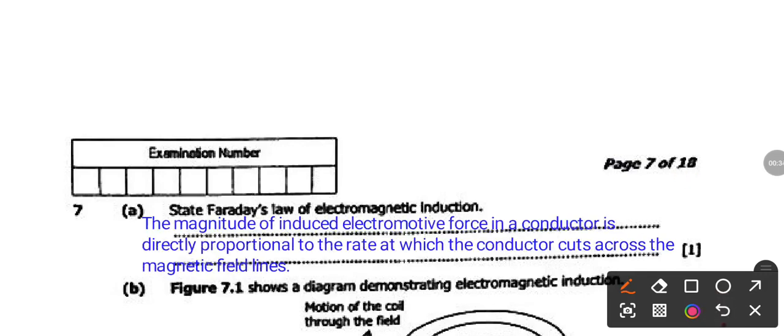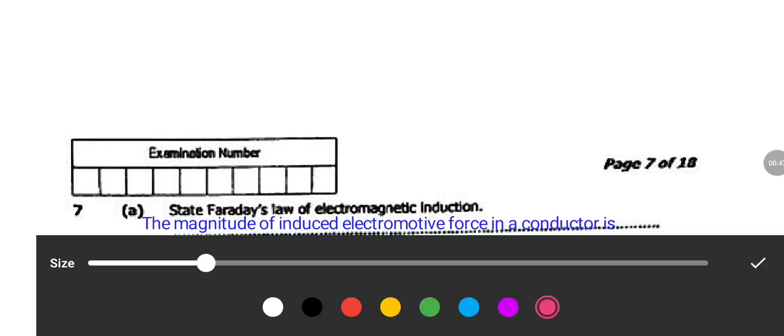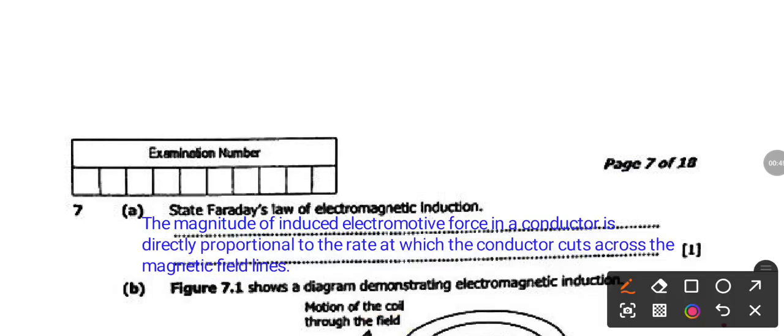So in my answer, I said the magnitude of induced electromotive force in a conductor is proportional to the rate at which the conductor cuts across the magnetic field lines, meaning that if a conductor cuts across the magnetic field lines more rapidly, then we'll have a greater amount of induced EMF.